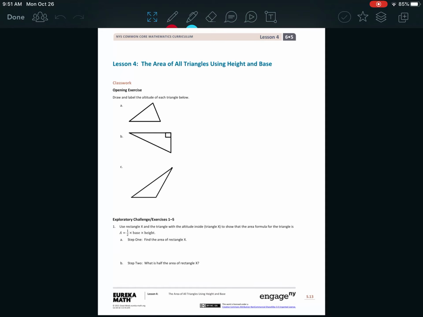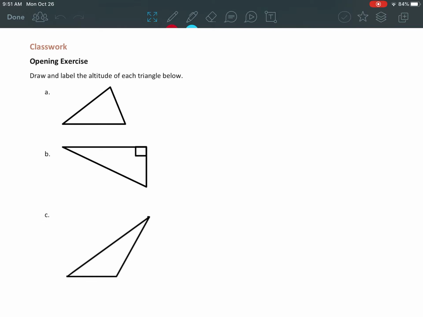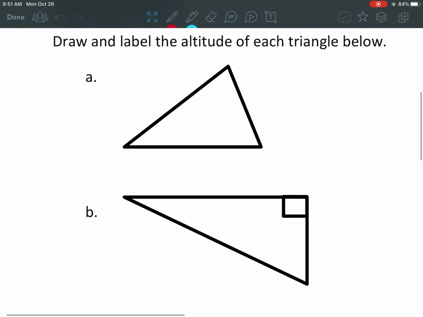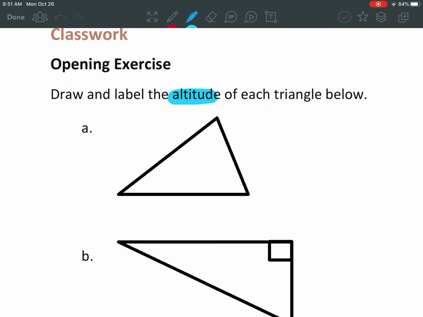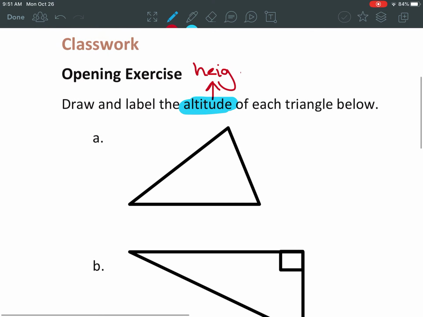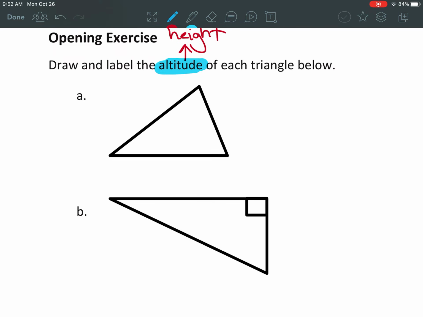Hello, we are doing lesson 4, the area of all triangles using height and base. Our opening exercise says draw and label the altitude of each triangle below. The first one is an acute triangle. Altitude, let's talk about that word really quick. It's just a fancy way of saying height. So if they're asking for the altitude of a triangle, they're asking for the height.